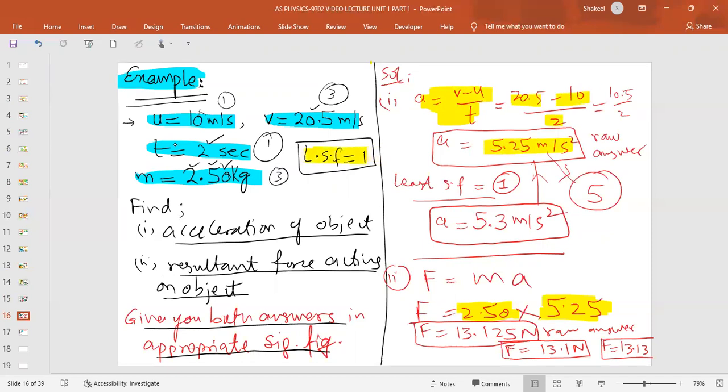Now, as the least significant figure is 1, you can give your answer in 1 or 2 significant figures. So 5.25 is having 3 sig fig. So I'm going to round that off to 2 sig fig, which is 5.3 meter per second squared. In a similar way, force is m a, so you just multiply them and you got this answer. Again, you have to write your answer in 2 or 3 sig fig. So the better answer is 3 sig fig, which is 13.1 Newton.